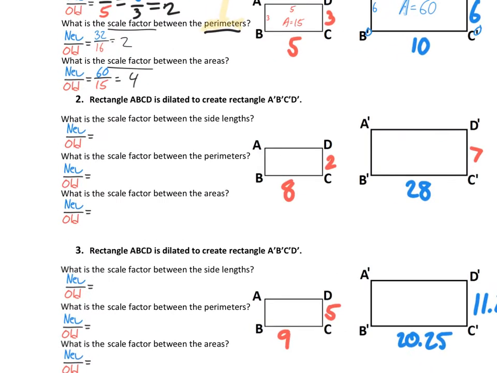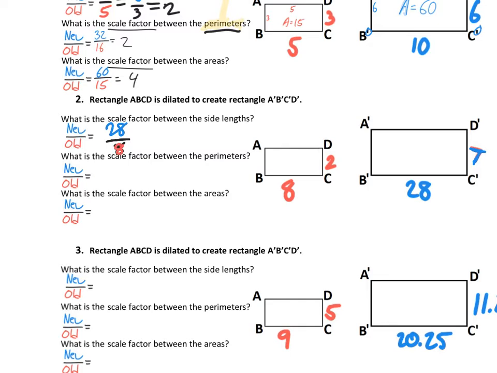So here on number 2, we're going to do the exact same thing. We're going to do new divided by old. I'm not sure why I did that little 7 over there in red. That's supposed to be in blue, but some of you probably already figured that out. So I'm going to do new divided by old. This time I'm going to do 28 divided by 8.